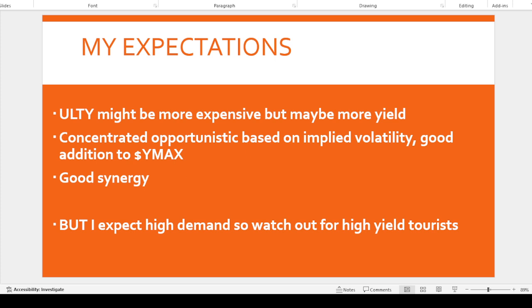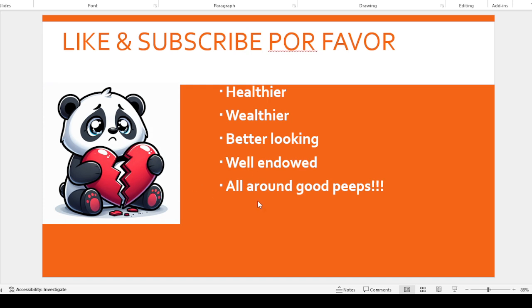So again, there might be high demand in the beginning. So I guess we just have to be patient with other high yield tourists.